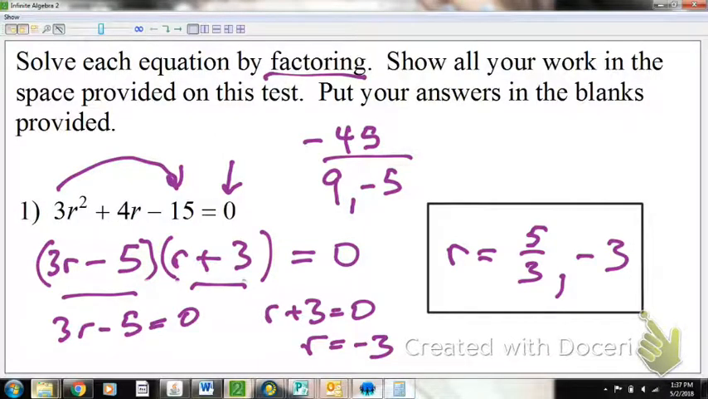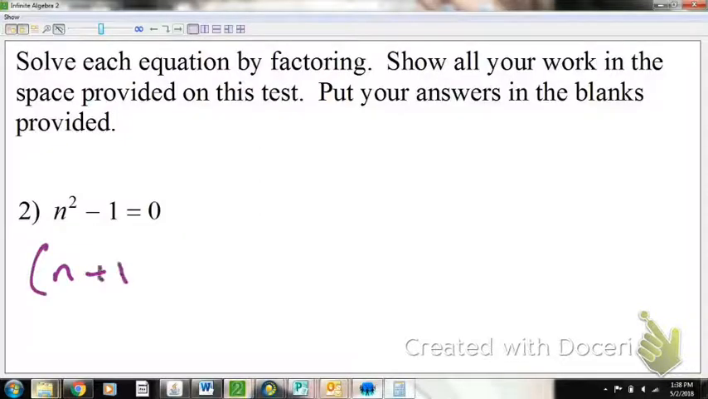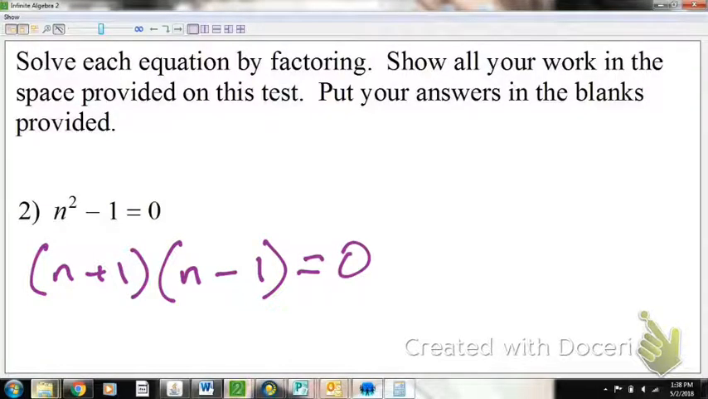Okay, moving to the next example. Problem number 2. This is a difference of squares. Difference of squares factors as n plus 1, n minus 1. Two terms, we'll always look for difference of squares or GCF to factor it. So that's n plus 1, n minus 1. Setting each factor to 0 means that n is either positive 1 or negative 1. So that's our two solutions for that one.